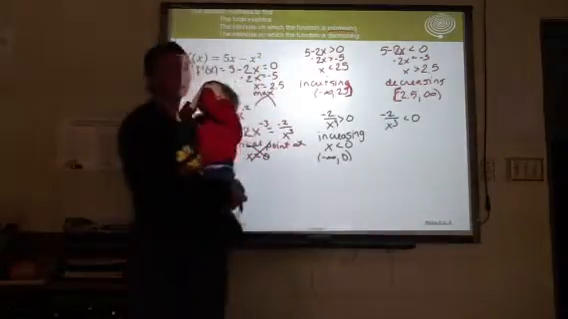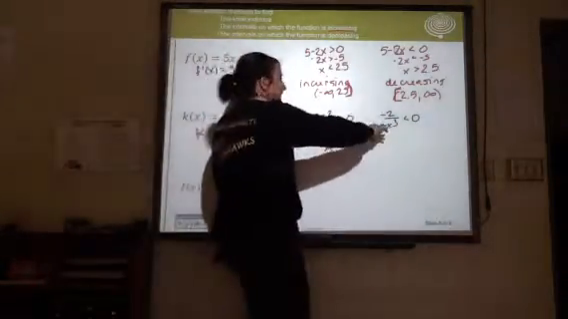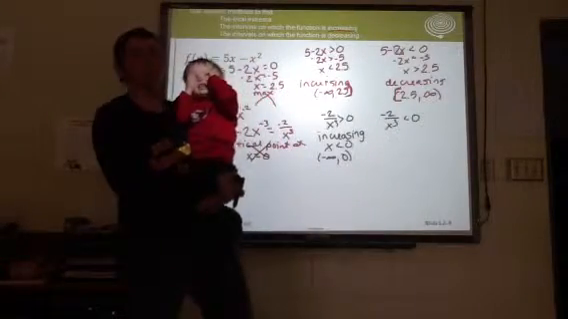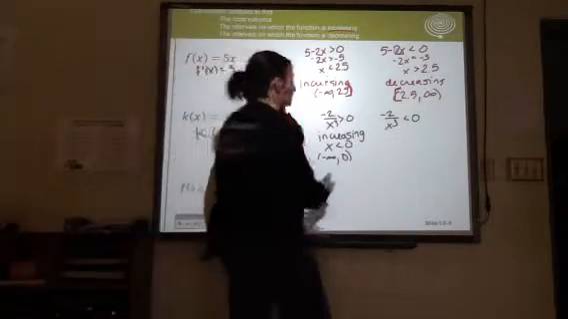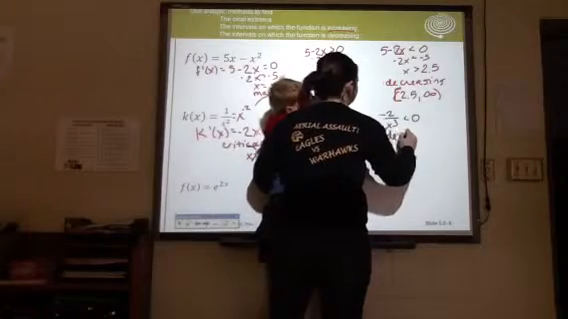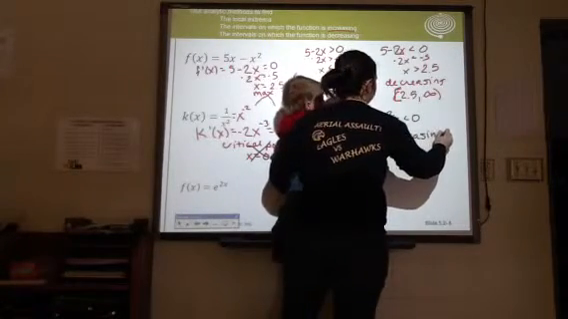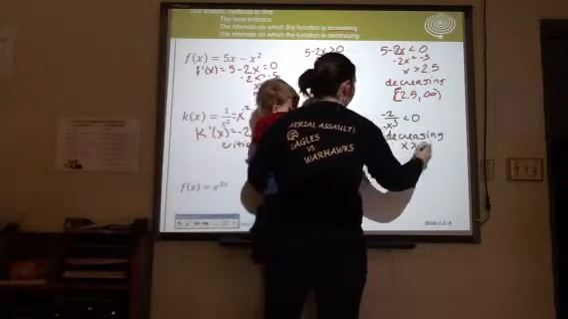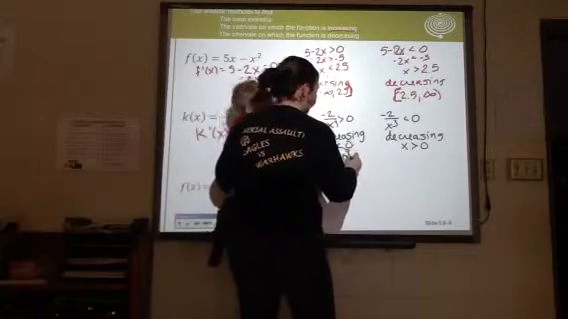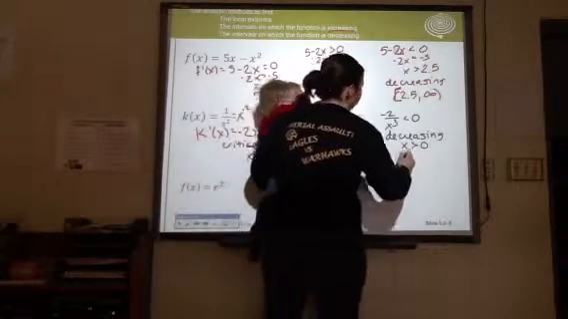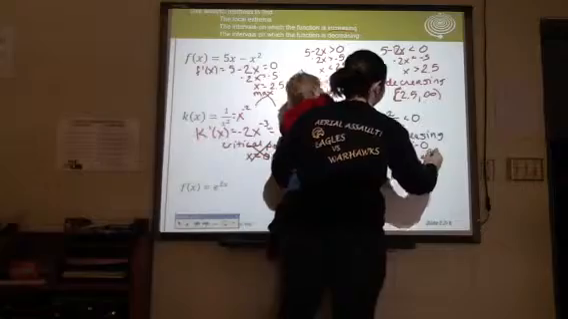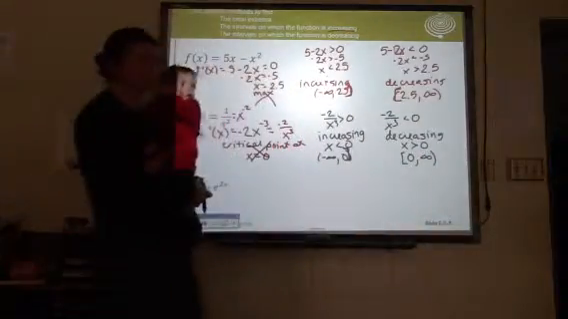That's going to be negative. I have a negative divided by a positive, which will make it negative. So when x is bigger than 0, it's decreasing. So, change it to a bracket again. From 0 to infinity, it is decreasing.